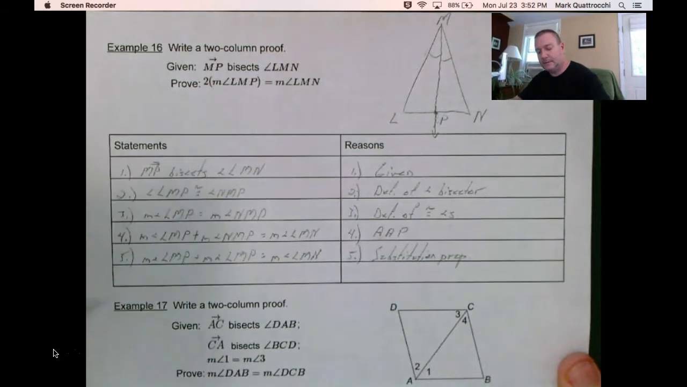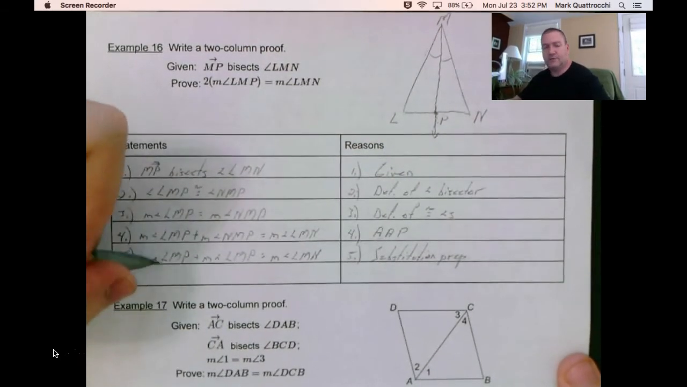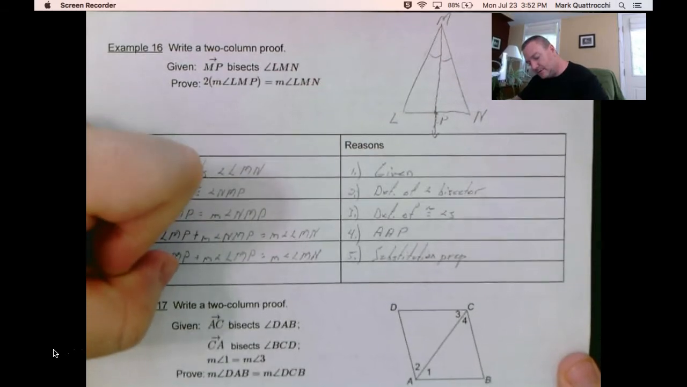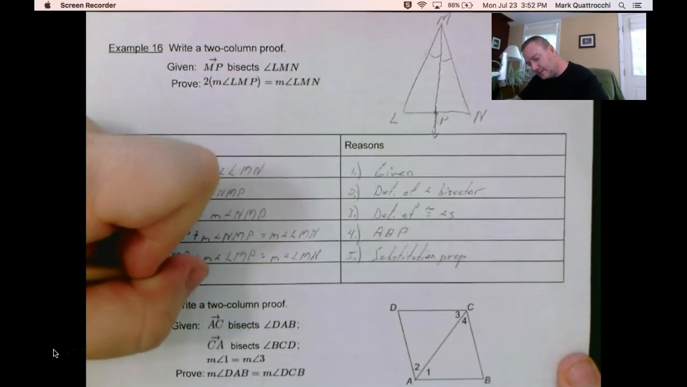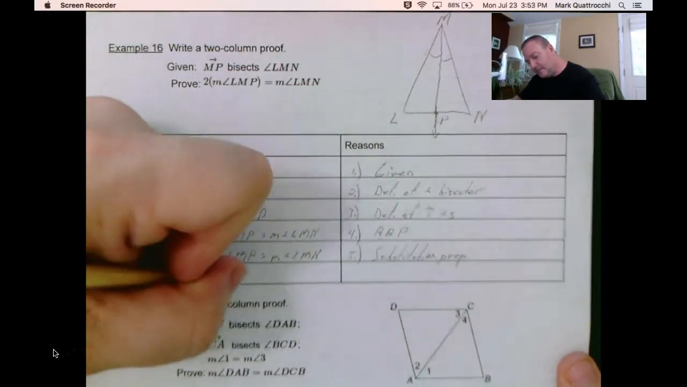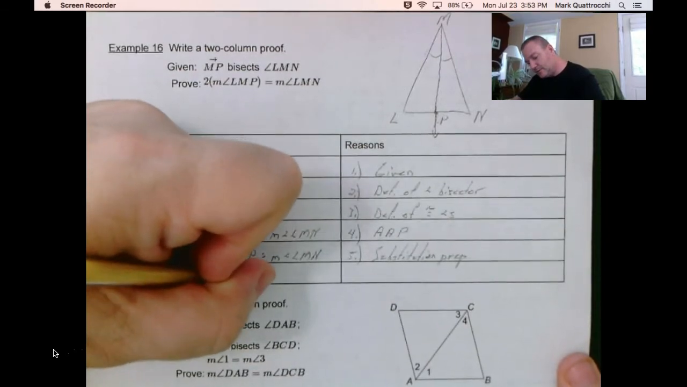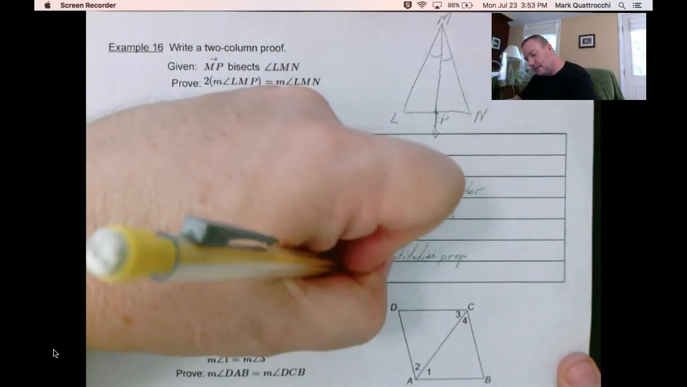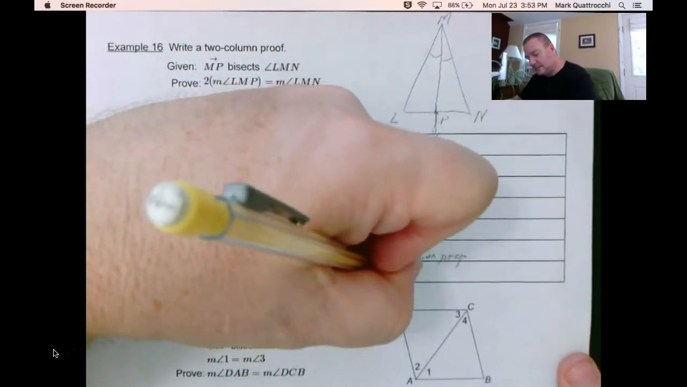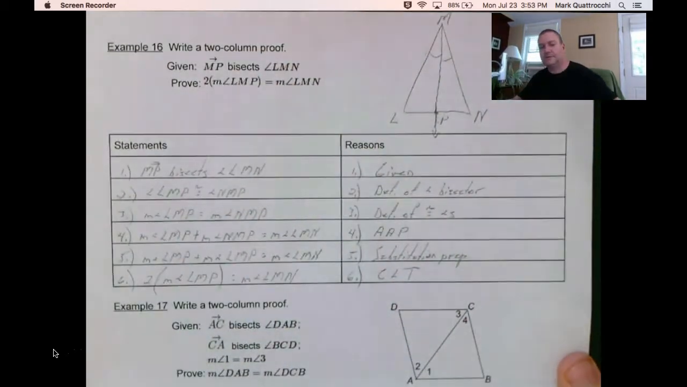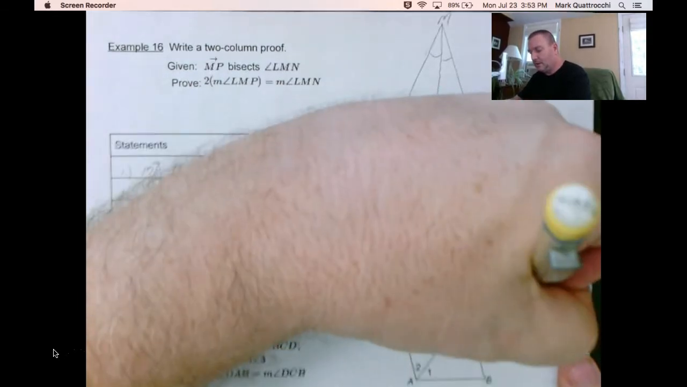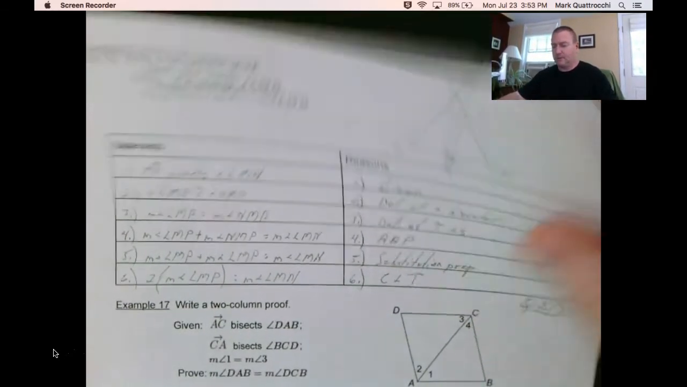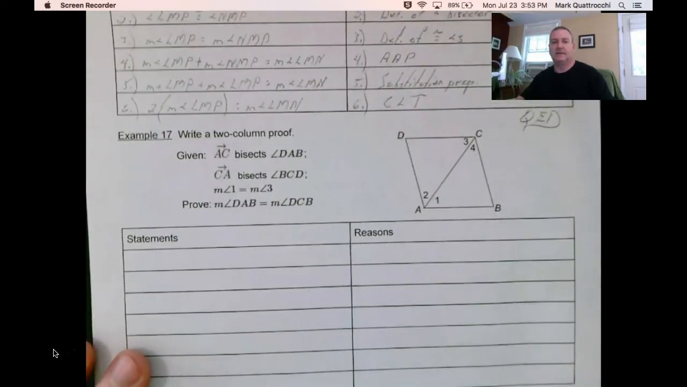And 6. Measure of angle LMP plus the measure of angle LMP is 2 times the measure of angle LMP equals measure of angle LMN, and that is combined like terms. QED. Quod erat demonstrandum. That which I want to demonstrate has been demonstrated.